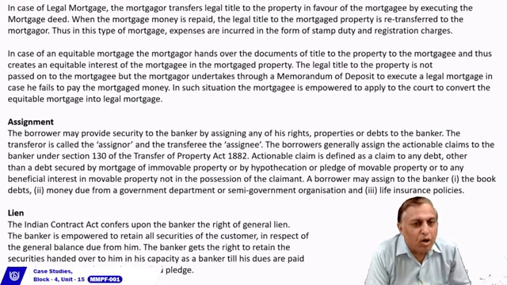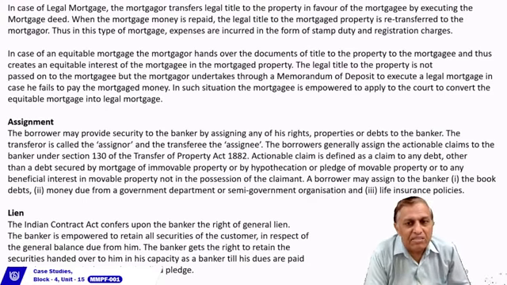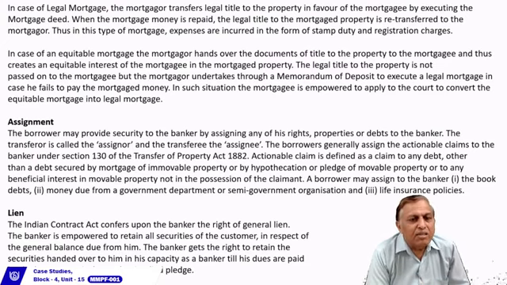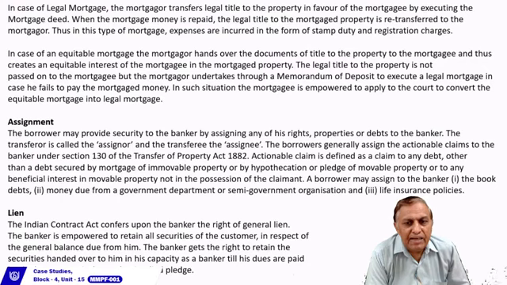Assignment. The borrower may provide security to the banker by assigning any of the rights, properties, or debts to the banker. Section 133 of the Transfer of Property Act 1882. The borrowers generally assign the actionable claims to the banker.